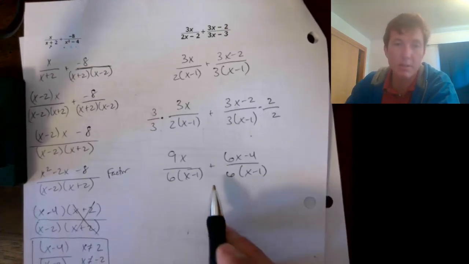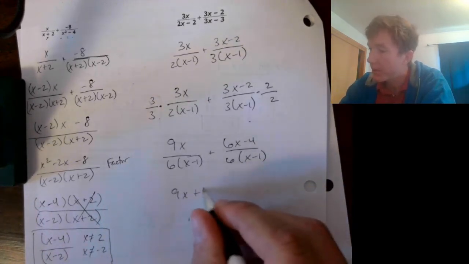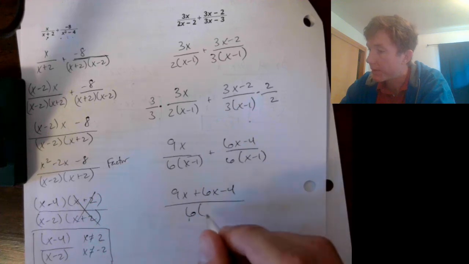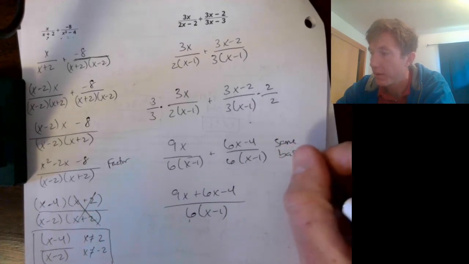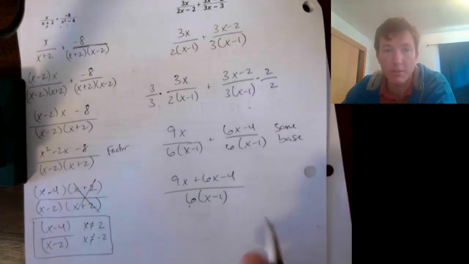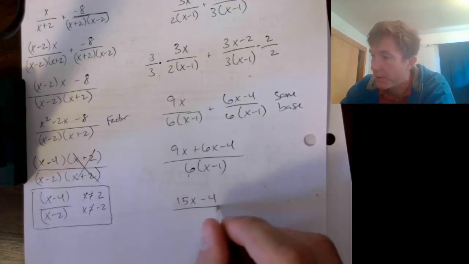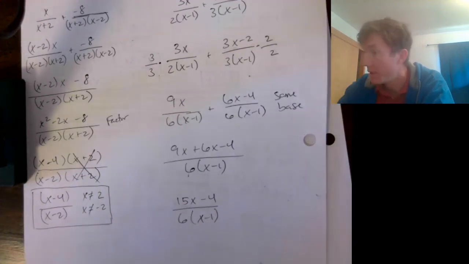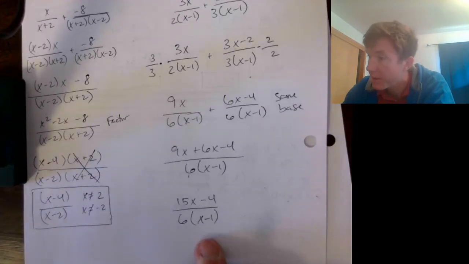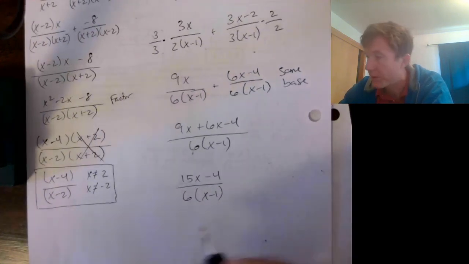Now they have the same base, and I can now combine the expressions. So this will be 9x plus 6x minus 4 over 6 times x minus 1. So again, they got the same base here. And that's the key thing. We want the same base so we can combine them. 9x plus 6x is 15x minus 4 over 6 times x minus 1. And I'm pretty sure there's nothing here that I can take out. Yeah, 15 and 4 are not friendly. So this looks done here.